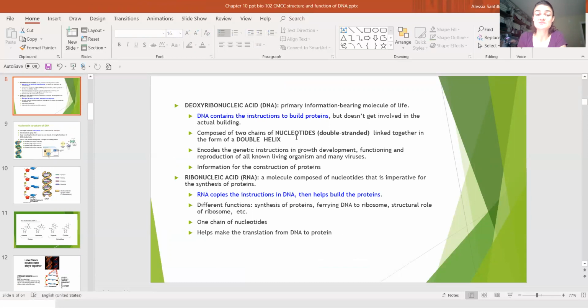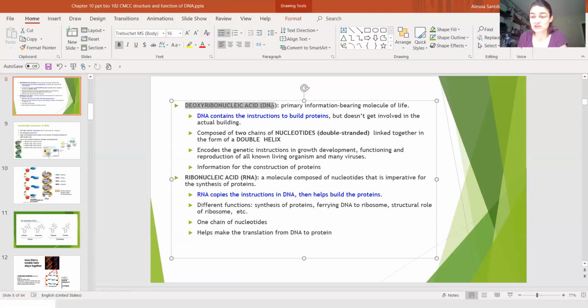Okay, so DNA stands for deoxyribonucleic acid. And we know what the primary role of this DNA is: to bear our information, our inheritance information, that we then get to pass on to our offspring. This is basically our code that codes for everything that makes us who we are. All the proteins that arrange to make us the human that we are are coded by DNA. So DNA contains the instructions to build proteins.